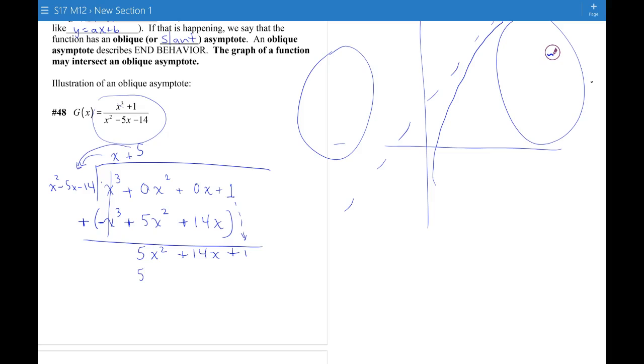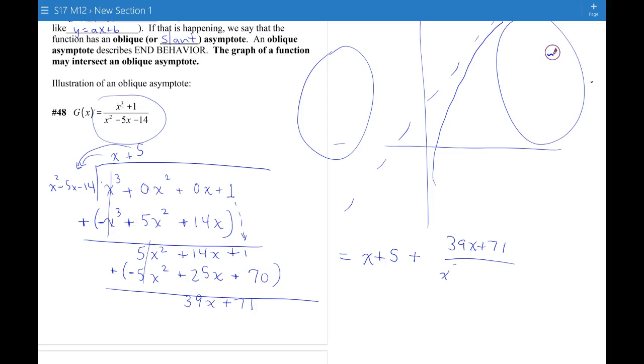And again, distribute, get 5x squared minus 25x minus 70. And subtract, which means to change all the signs and add. The x squareds cancel out. I get 39x plus 71. So another way of writing this function is that it's x plus 5 plus 39x plus 71 over x squared minus 5x minus 14.